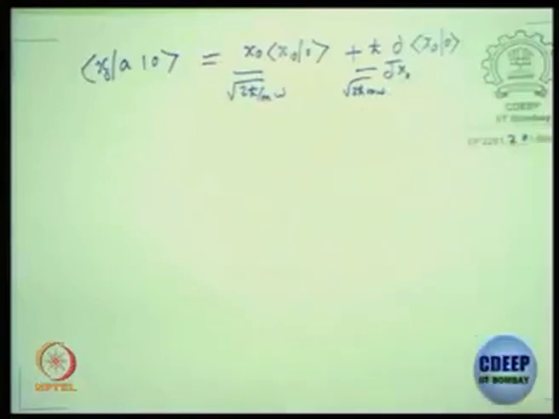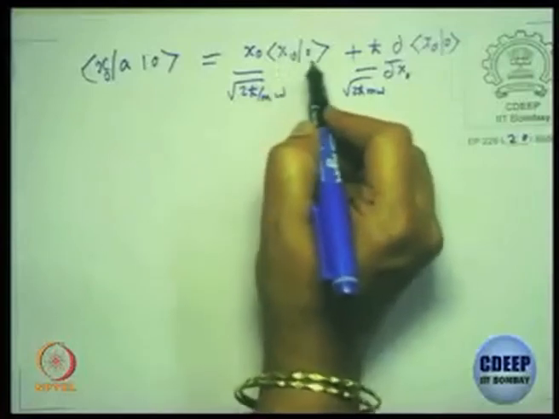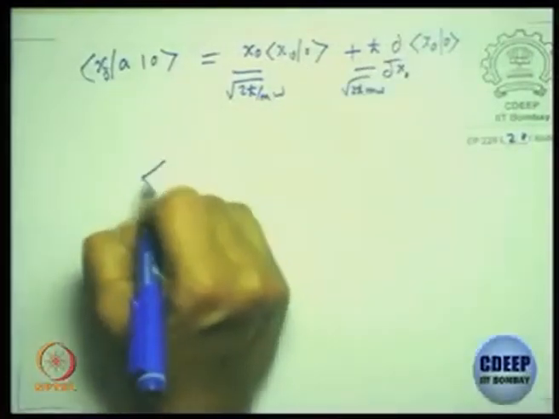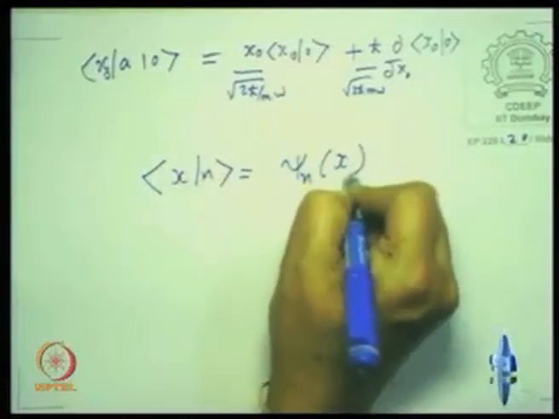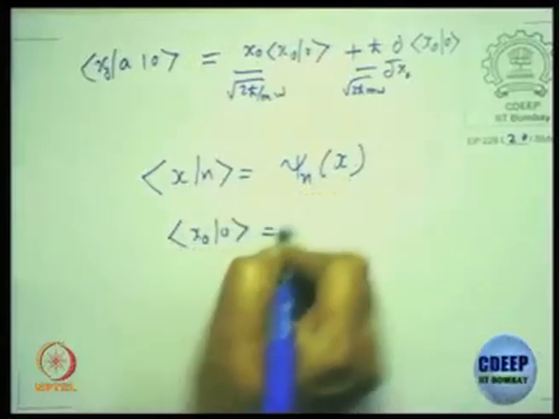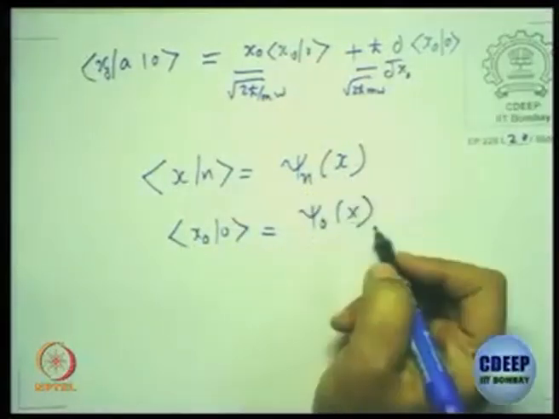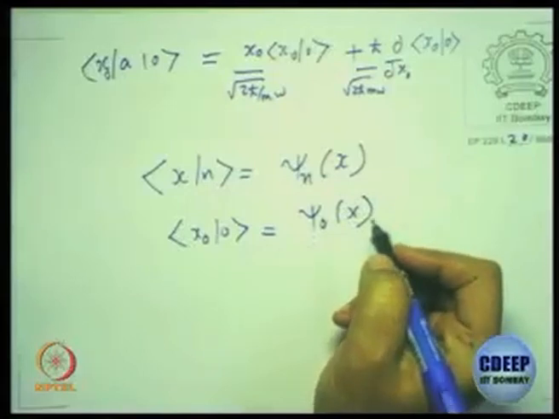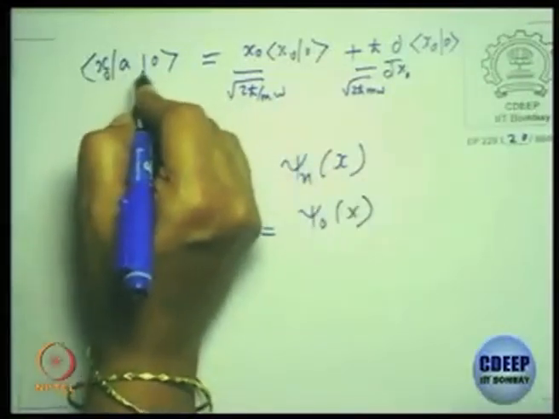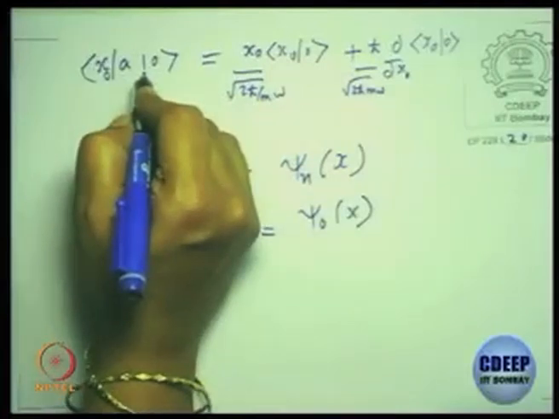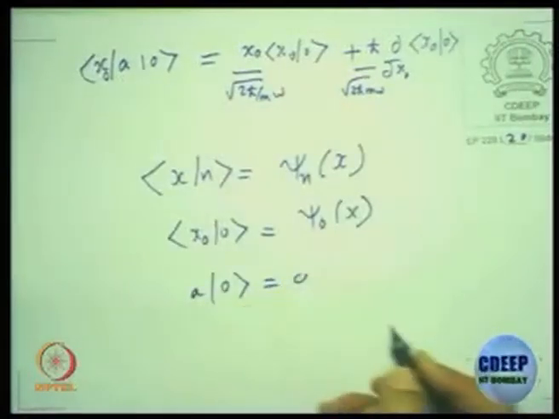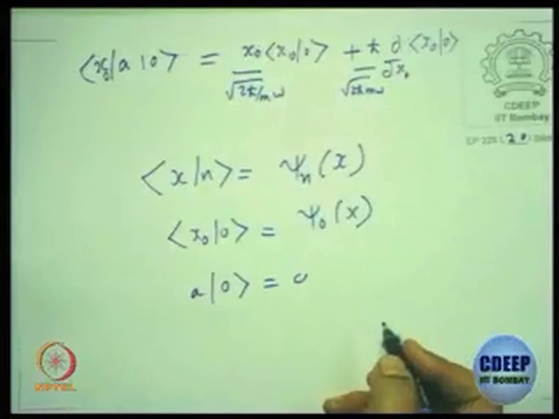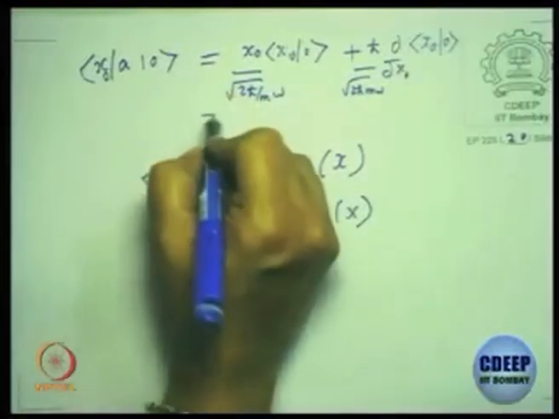Alright. What is this piece, x naught with 0? I have said that x with any n, I am going to call this psi n of x. So x naught with 0 will be psi 0 of x. And I want this to be a on 0 is 0. So use that. So this will be equal to 0.